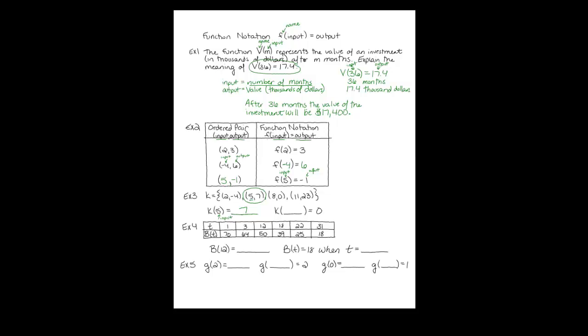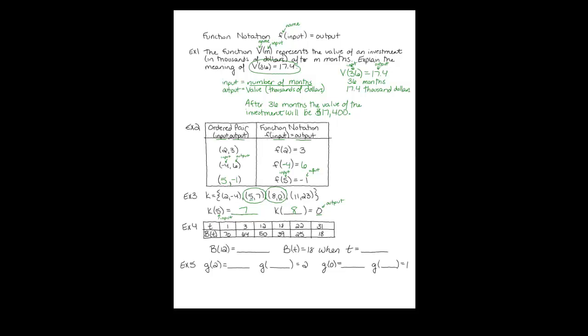Over here on the right, k of what is equal to 0. Here 0 is an output. So we are looking for an ordered pair that has an output of 0. That occurs in the ordered pair (8, 0). When the input is 8, the output is 0, so k of 8 is equal to 0.